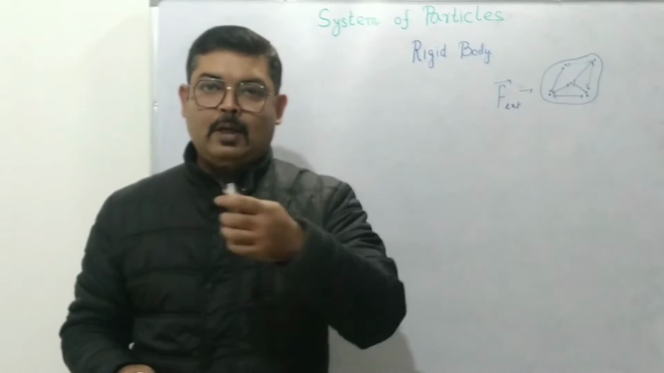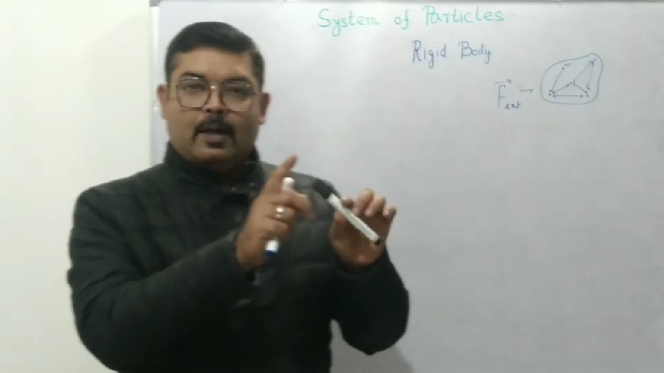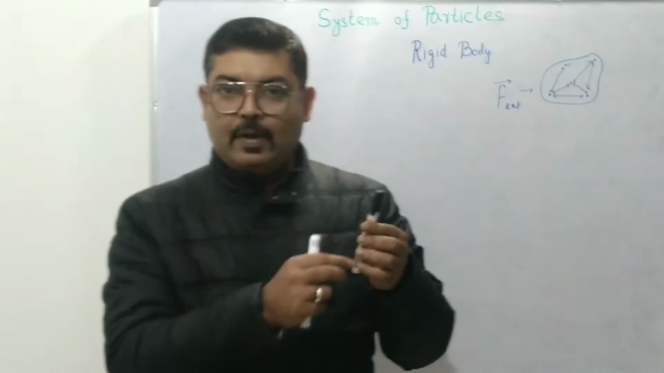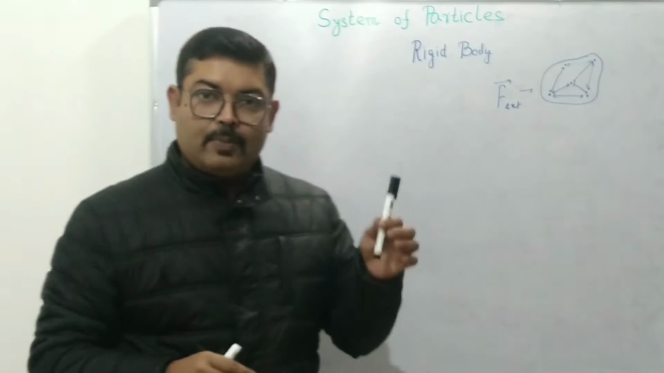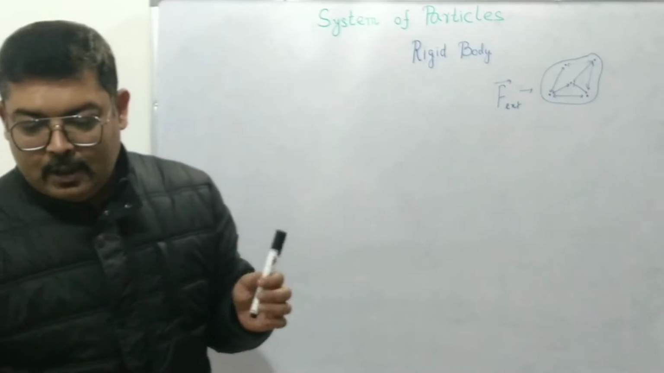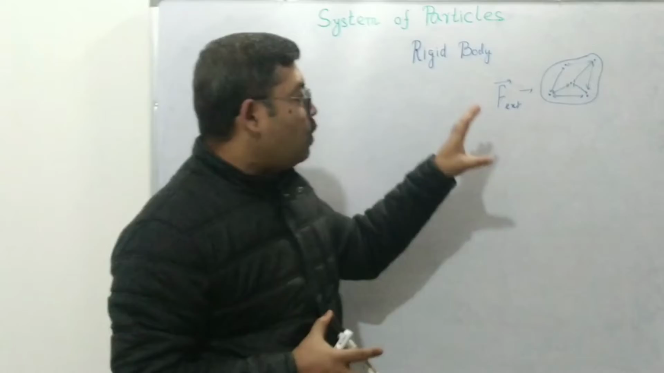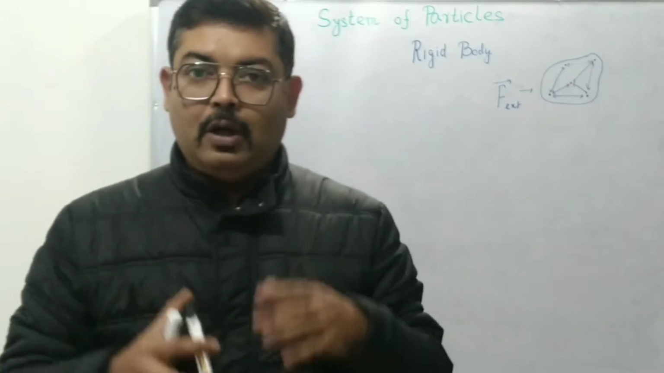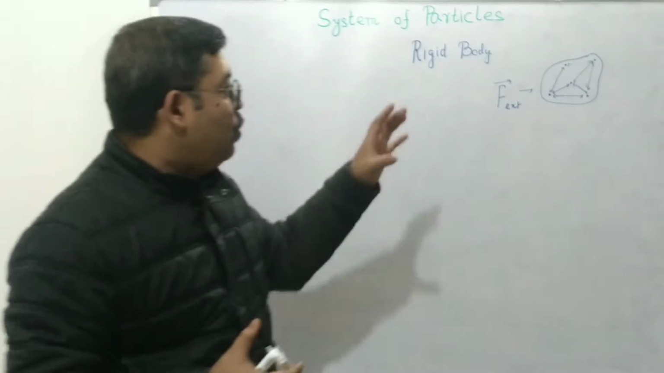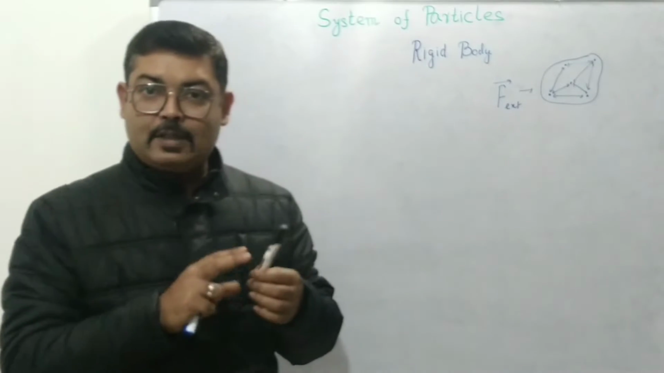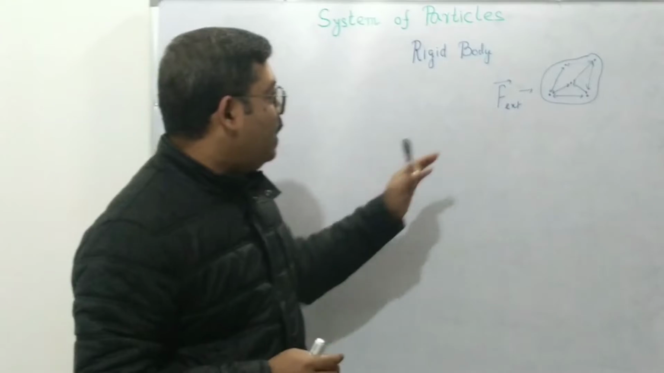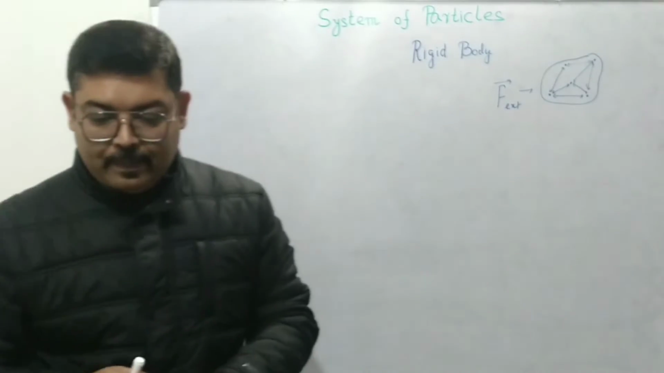Whatever we do with it, the relative position of the different points or different particles within the body will remain the same. If it is so, then such a body is known as a rigid body. So a rigid body by definition is a body or a system of particles whose internal particles' relative positions remain fixed with respect to each other when it moves under some external force.